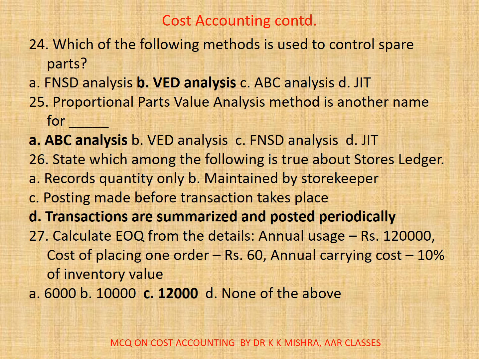25. Proportional parts value analysis method is another name for, correct option is A. ABC analysis. 26. State which among the following is true about store's ledger. So here correct option is D. Transactions are summarized and posted periodically. 27. Calculate EOQ from the details. Annual usage value 1,20,000, cost of placing one order rupees 60, annual carrying cost 10% of inventory value. So with the same EOQ formula, that is square root of 2AC upon CH, if you calculate it, I cannot show you here, but the answer is C.